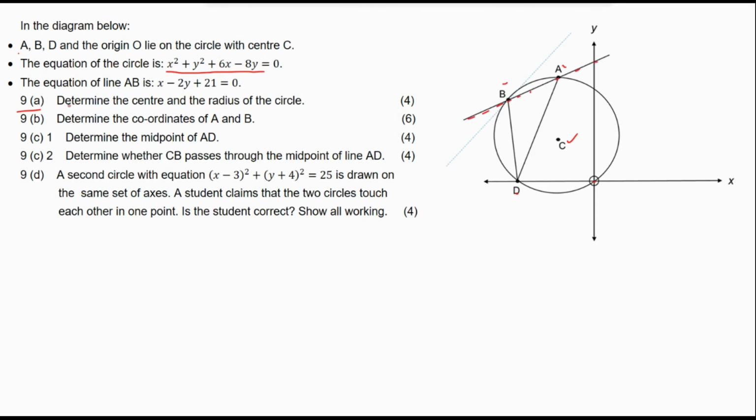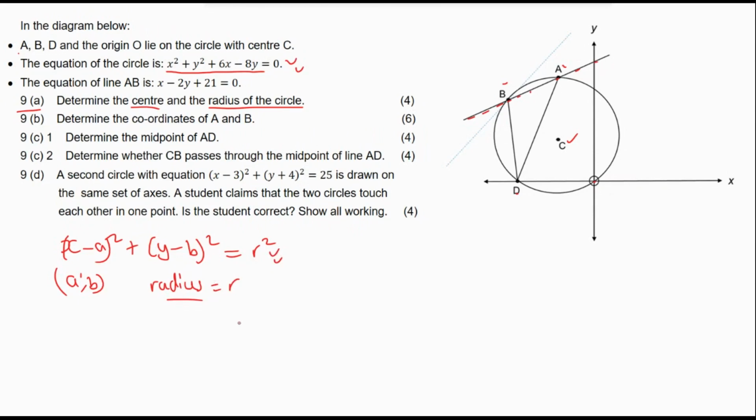9a says, determine the center and the radius of the circle. So what does that mean? It means we have to write the equation of the circle in the form (x minus a) squared plus (y minus b) squared is equal to r squared. When our equation is in this form, then the coordinates of the center will be (a, b), and then the radius will be r. So we have to write this equation in this form.